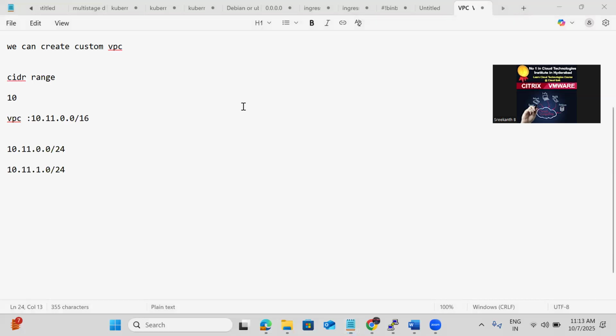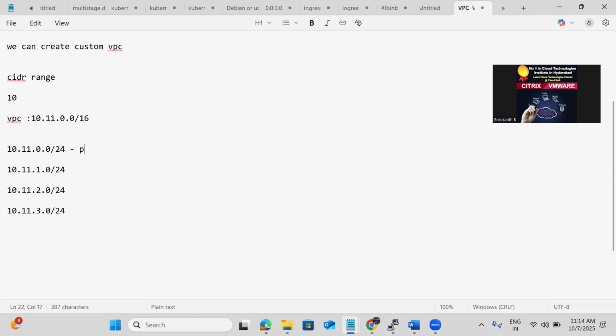It depends upon our requirement. We are going to create multiple subnets. Why are we creating multiple subnets? Subnets are zone wise, and another reason is that some of the subnets are public subnets and some are private subnets. 10.11.2.0/24 I am choosing, and 10.11.3.0/24.